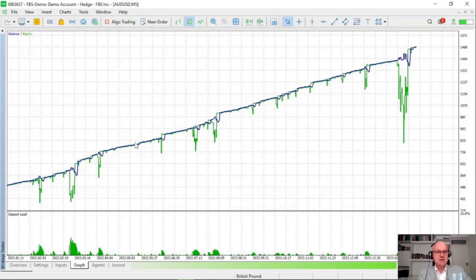Now you will see because of the style, it does still go into drawdown. And this is important to consider when selecting your grid bot, because most of these bots do have high drawdown periods. So do take that into consideration before you select the bot that you would like to trade.